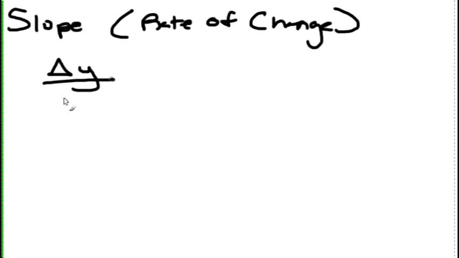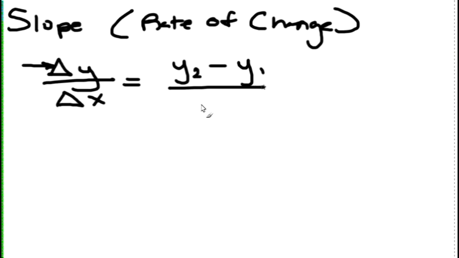So you might see me using these little triangle things right here. That's called delta, and what a delta is essentially saying is a change in. So the way that this would be formally written out would be y2 minus y1 over x2 minus x1. That's the long way of writing it, and that's just the abbreviated way of writing it. So that's the gist of how to find the rate of change.